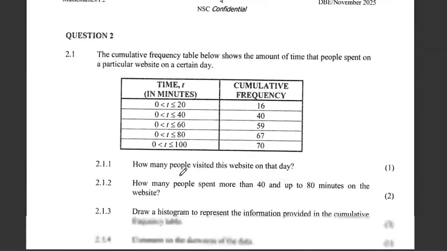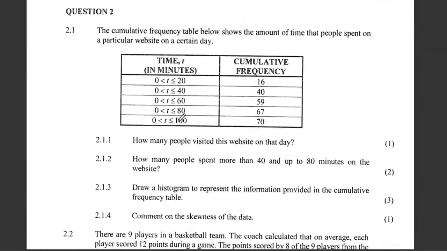All right, and then question number 2, the cumulative frequency table shows the amount of time that people spent on a particular website on a particular day. First question, how many people visited the website on that day.